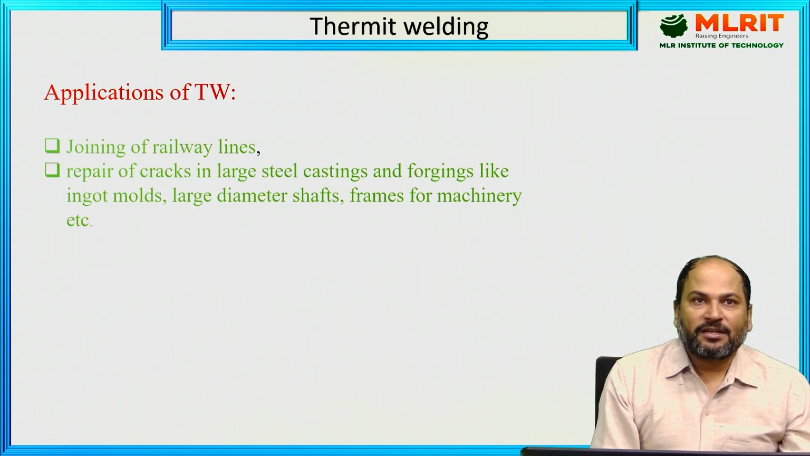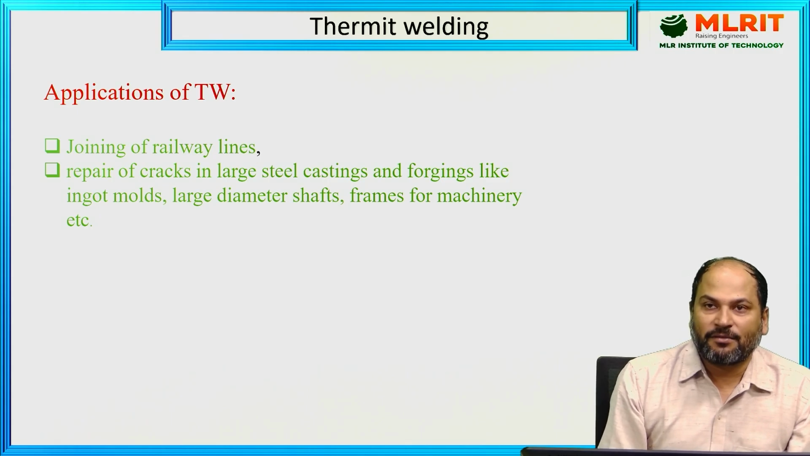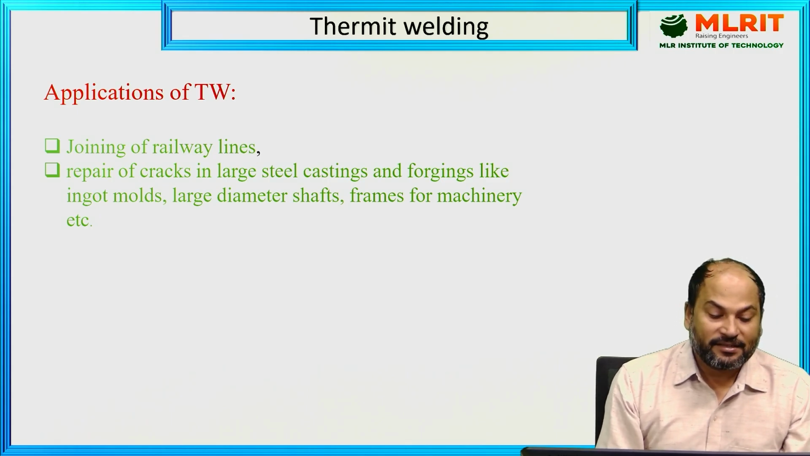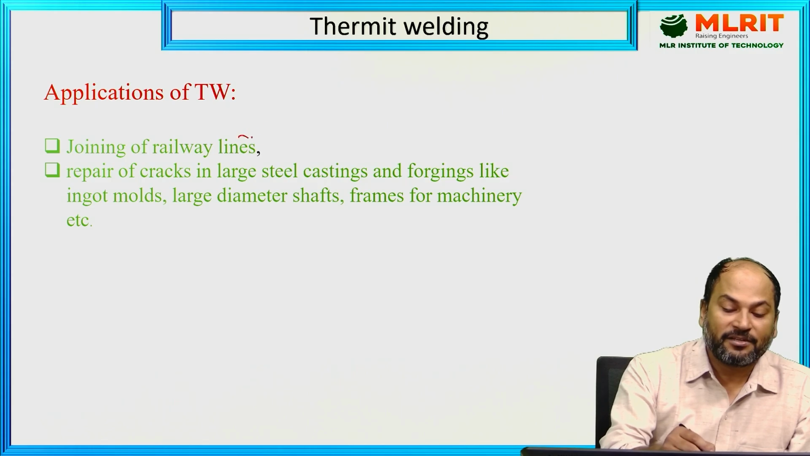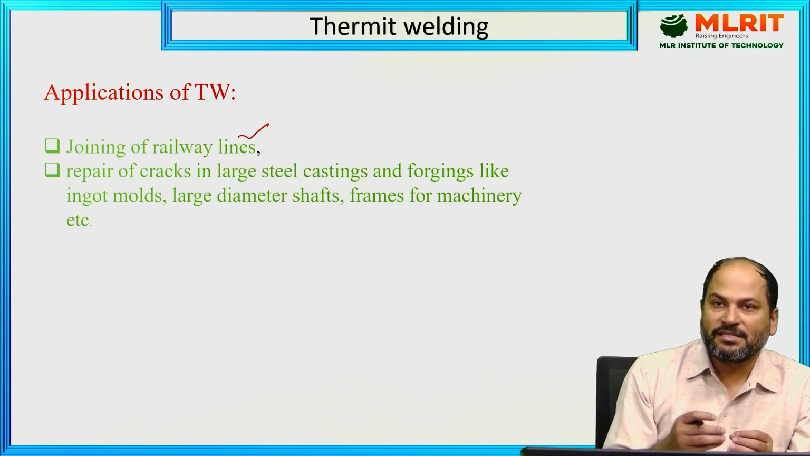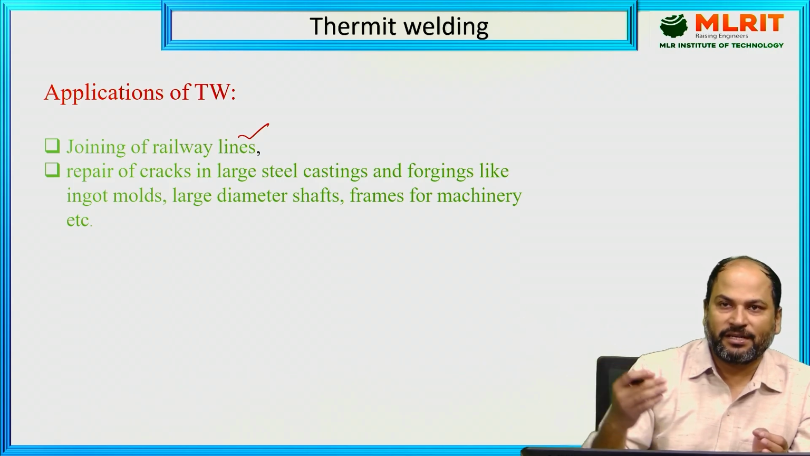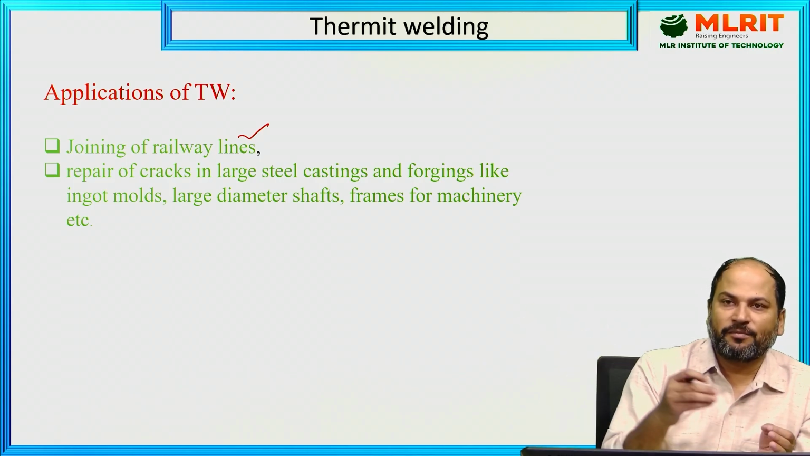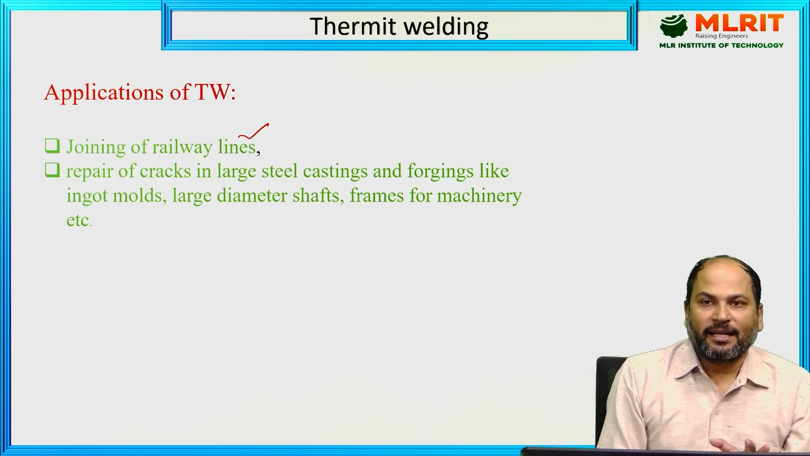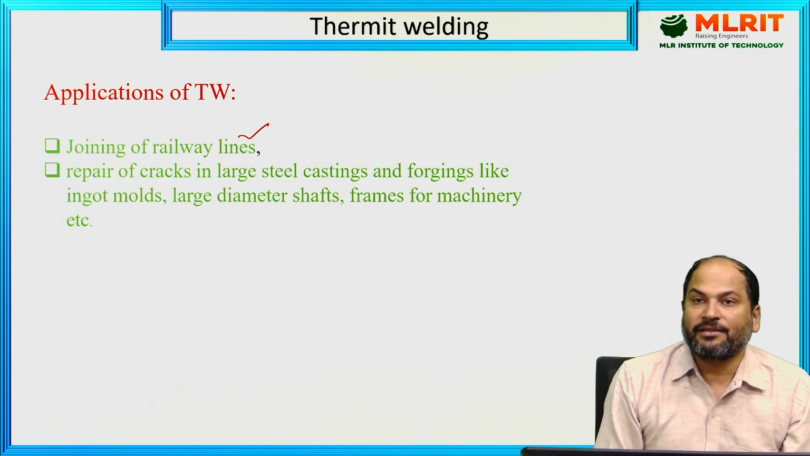So in this lecture, we have already seen these three processes. Now we'll see the major applications of thermite welding. As I said at the start, it is generally used in railway lines for joining. The reason is that it's a portable arrangement. You can easily take this setup from one place to another in a nearby area, a 100 or 200 kilometer range. That is the reason it is used for welding railway lines or railway tracks.